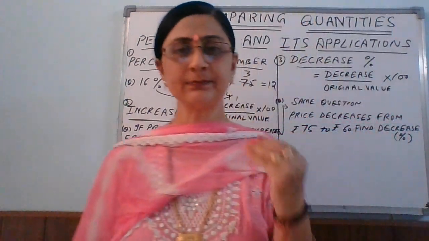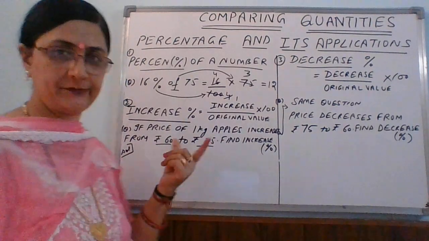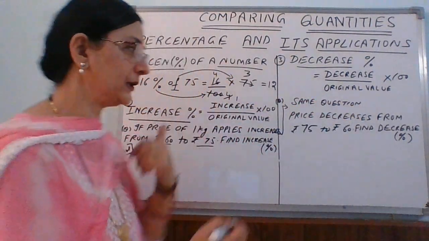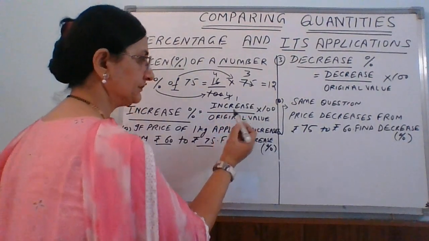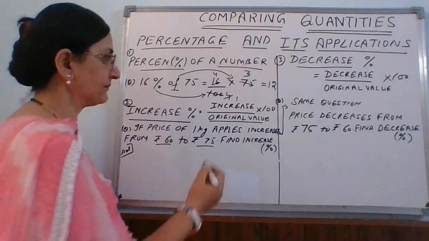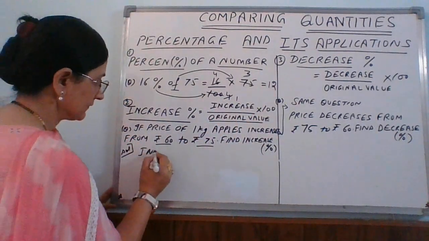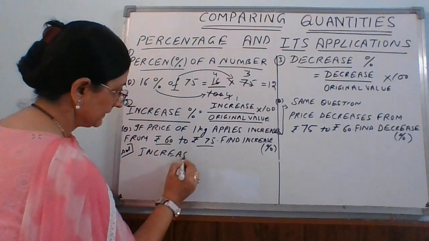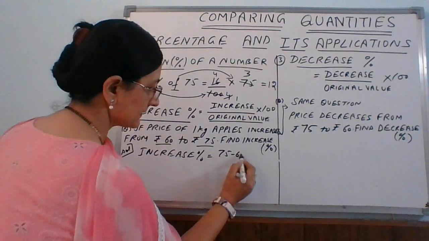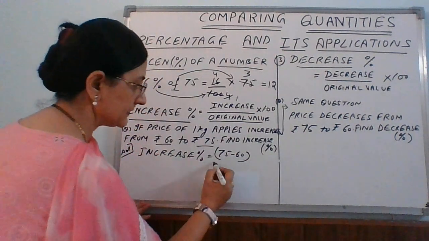So increase percentage means increase, meaning the difference between the two, by what amount it has increased. What is the increased value? You put the increased value here, divide by the original value. What was the original? 60, into 100. So increase percentage will be increase, and increase means 75 minus 60. You can find it separately, then put the value here. I'm finding the increase here only.